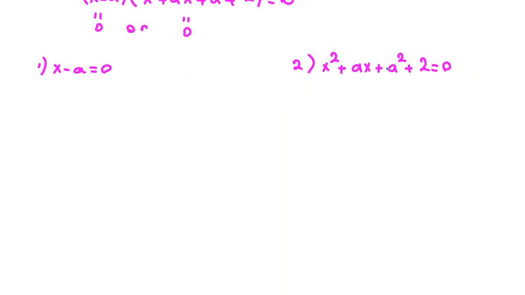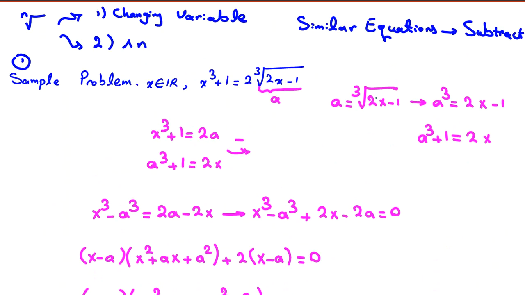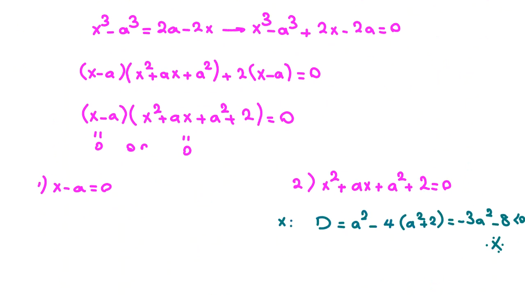You can consider it as a quadratic equation in terms of x. If you consider a quadratic equation in terms of x, the discriminant D will be b squared minus 4ac, which is a squared minus 4 times a squared plus 2, which will be negative 3a squared minus 8. It will be less than 0, so it's a contradiction. We don't have any real solution. x is real, and because a is the cube root of 2x minus 1, a is also real.